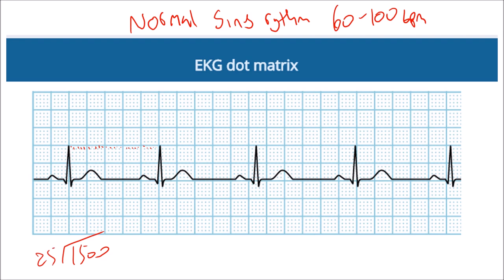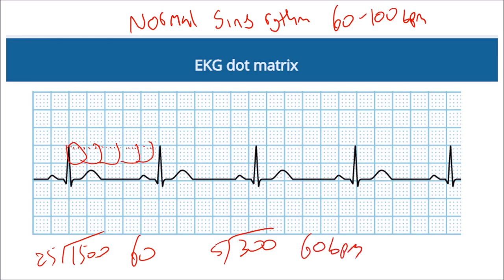So we're going to divide 1500 divided by 25, and that equals 60, just barely. If we use the 300 rule, we're going to count the big squares. And we know that that'll be one big square, two, three, four, five big squares. And that would also equal 60 beats per minute.